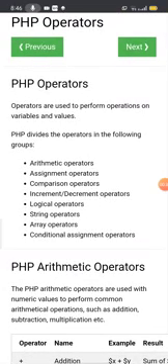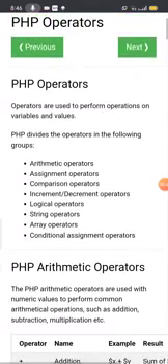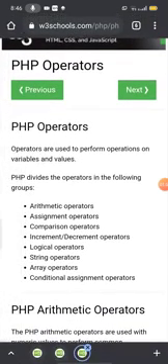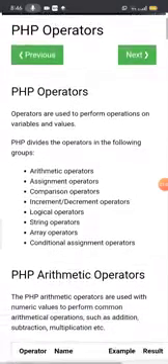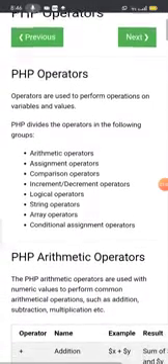Let us understand what PHP operators are. Before this, I would like to say once again, in our last lecture, the math functions we did were also operators, and they were for arithmetic purposes. Here also some mathematical operations are going to be used. So let us see PHP operators.